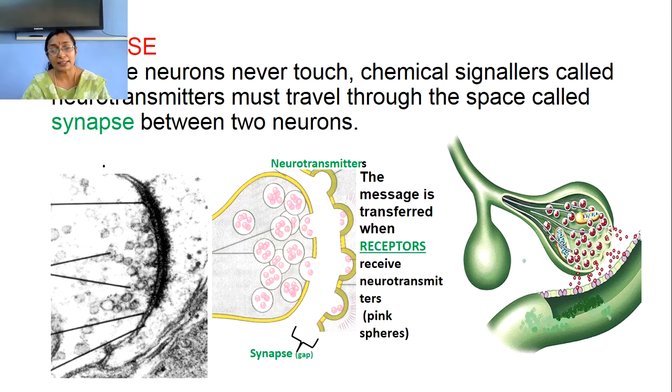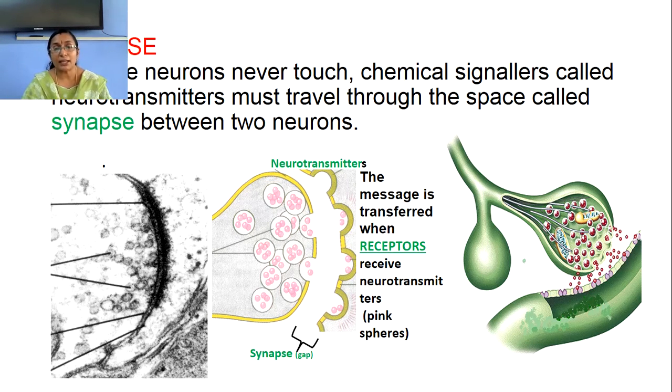When it reaches the axonal endings, it is not directly connected to the next neuron, or the dendrite of the next neuron. There is a small gap between this axonal ending and the dendrite of the next neuron, which we call a synapse. This synapse is filled with a fluid called synaptic fluid, and we need the message to be transferred from the pre-neuron to the post-neuron, that is, from the neuron which is bringing the message to the neuron which has to receive the message.